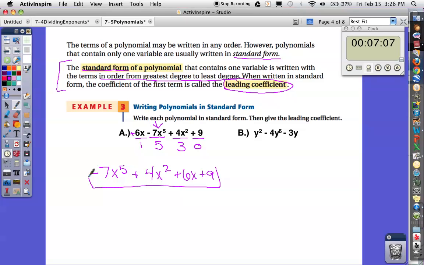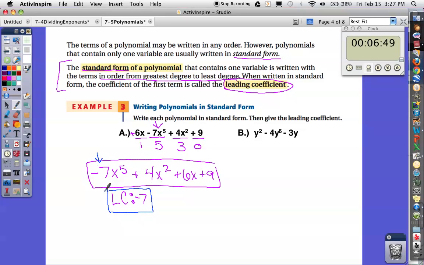This is in standard form. You're going to try to write all of your answers in standard form in descending order based on the degree. The leading coefficient then would be what? The leading coefficient here is negative 7. It's the coefficient of the very first term.